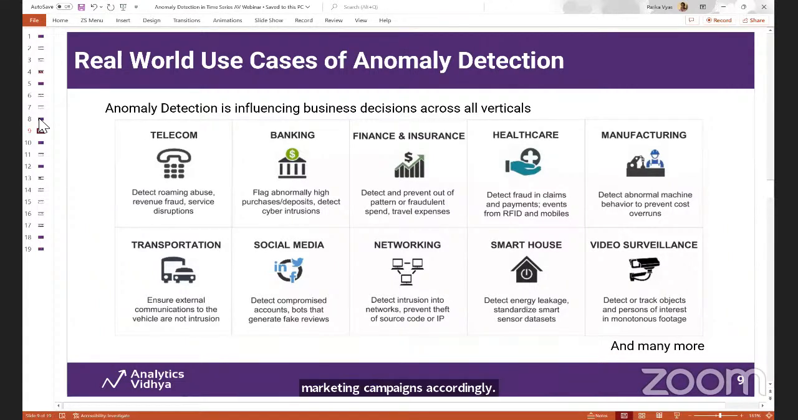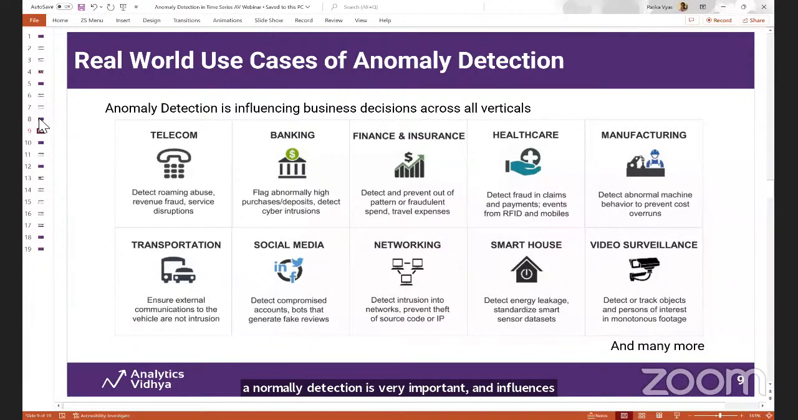Talk about smart houses. Back in my college, we developed an advanced surveillance system, where we wanted to detect if there is a fire, or some unwanted person entering, and so on. In that, we had a temperature sensor, which helped us detect whether there is a very sharp, unexpected rise in the temperature. Here we see the different verticals: telecom, social media, transportation, where we can also monitor traffic, video surveillance, finance and insurance. Of course, fraud detection is a huge application of anomaly detection. So it's fair to say that anomaly detection is very important and influences business decisions across all the verticals.